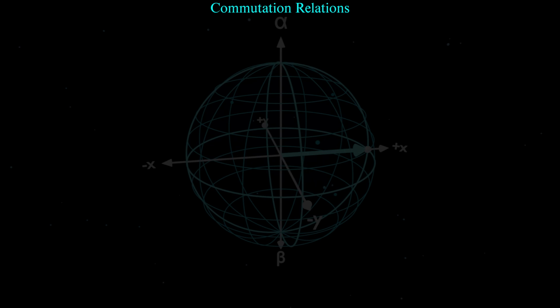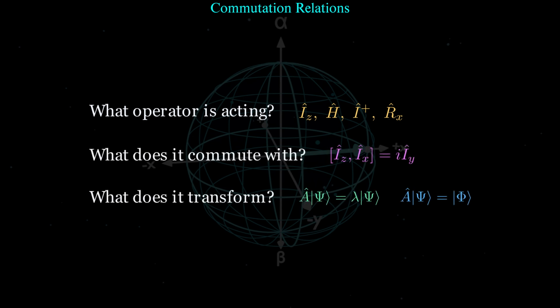Because in spin dynamics, we will constantly be asking questions like what operator is acting, what does it commute with, and what does it transform? So commutation gives us those answers by telling us if those measurements are compatible. It tells us when order matters, it tells us which quantities can be simultaneously definite, and later it will tell us how spin operators evolve under Hamiltonians.